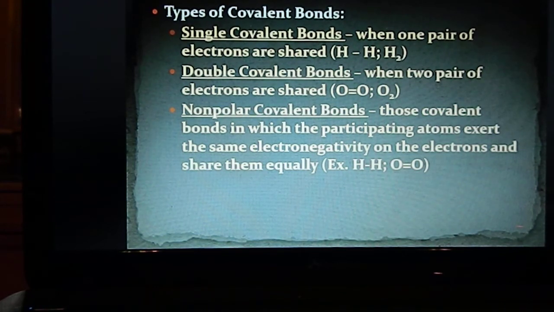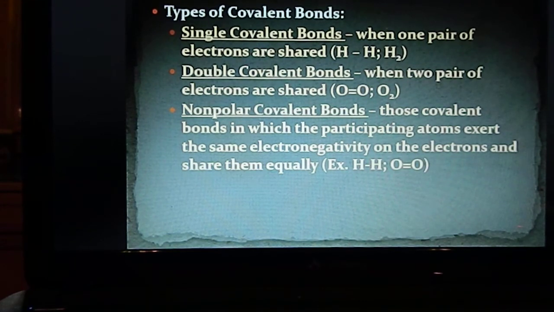There are double covalent bonds when two pairs of electrons are shared between two atoms. Oxygen shows up with an equal sign. An equal sign means that there are two pairs of electrons that are shared. But if you look at the shorthand version, it's O2, so you don't know that there are two covalent bonds there.